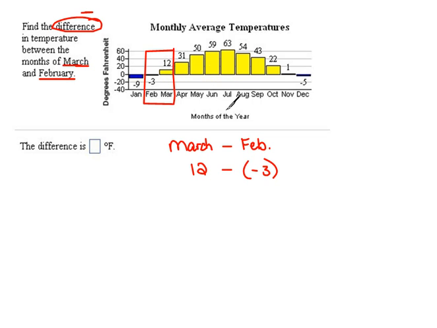So remember, we said it should be 15, so let's see if we're correct. Here we have this minus, minus. Anytime we have that right beside each other, we are literally saying the opposite of -3, or the opposite of 3. Well, the opposite of -3 would be +3. So that's technically 12 plus 3, which would be 15 degrees. So we did get the right answer.